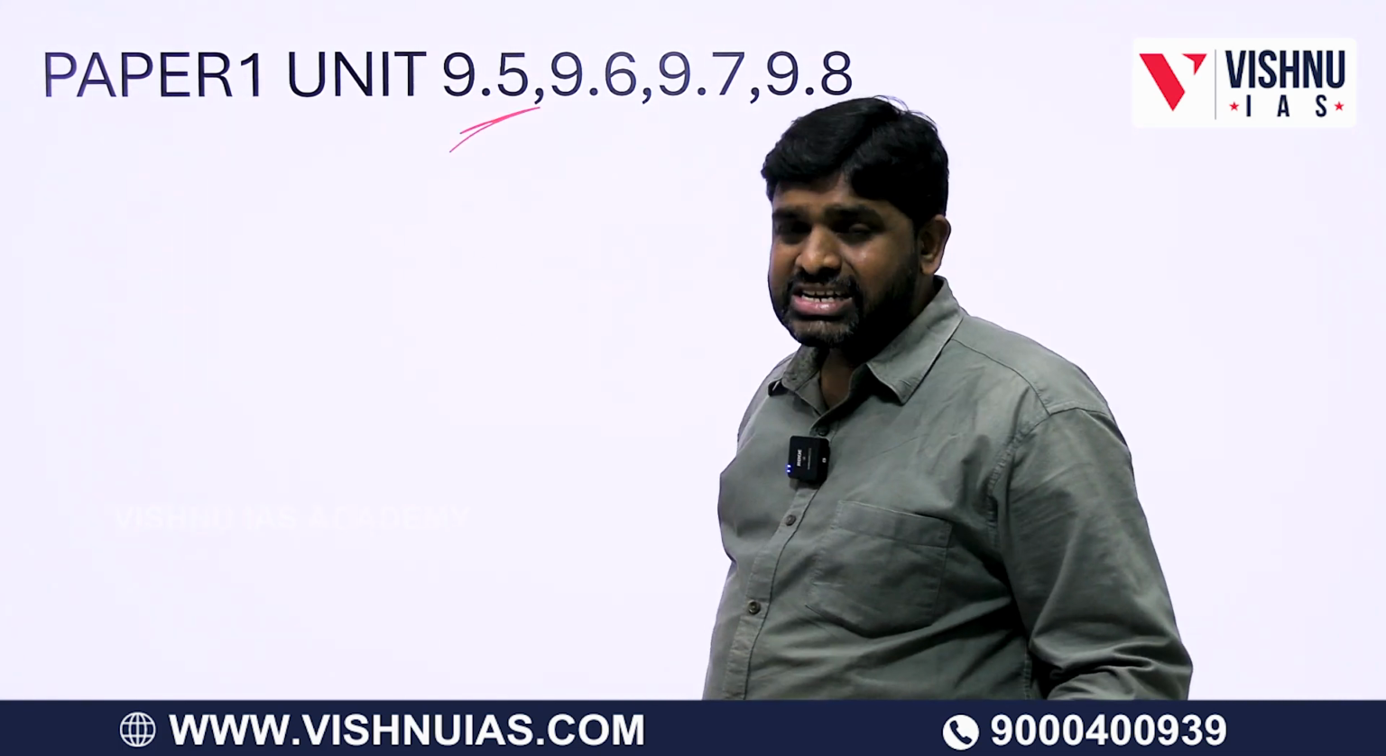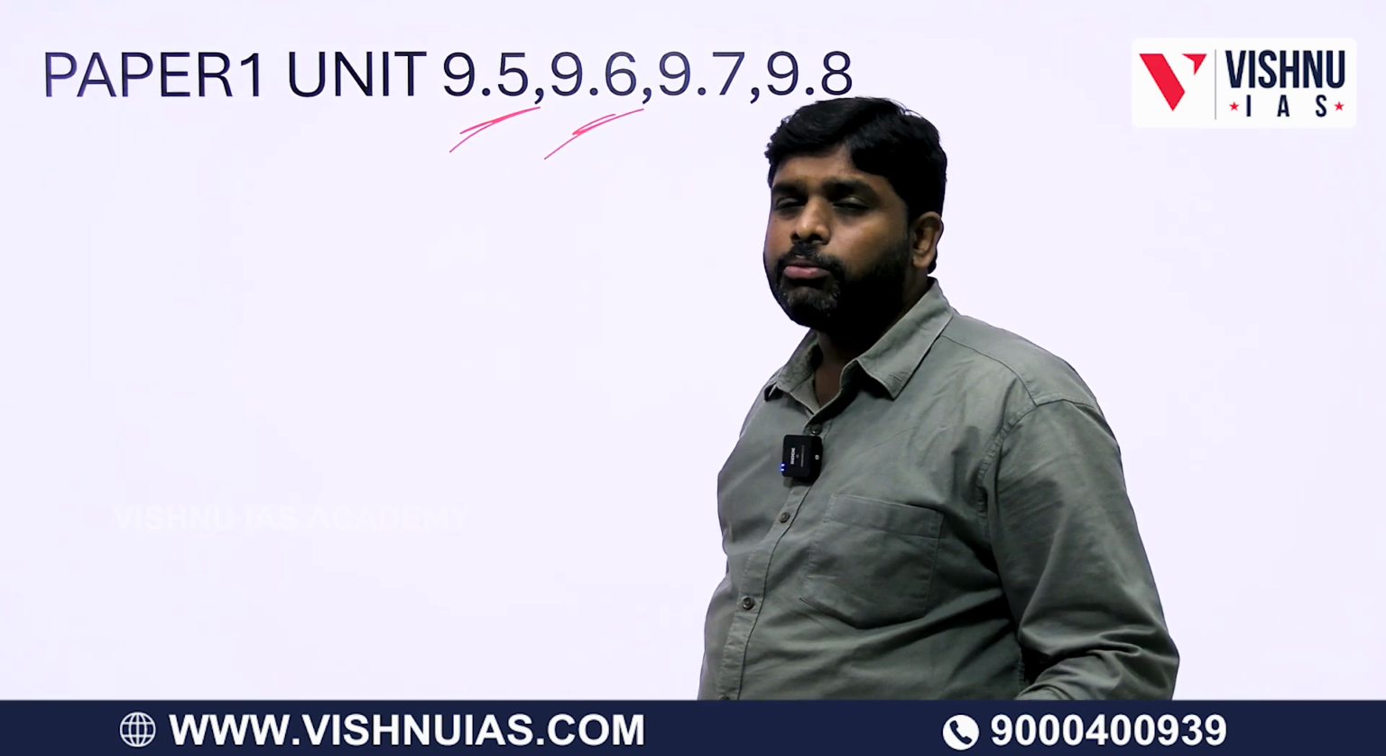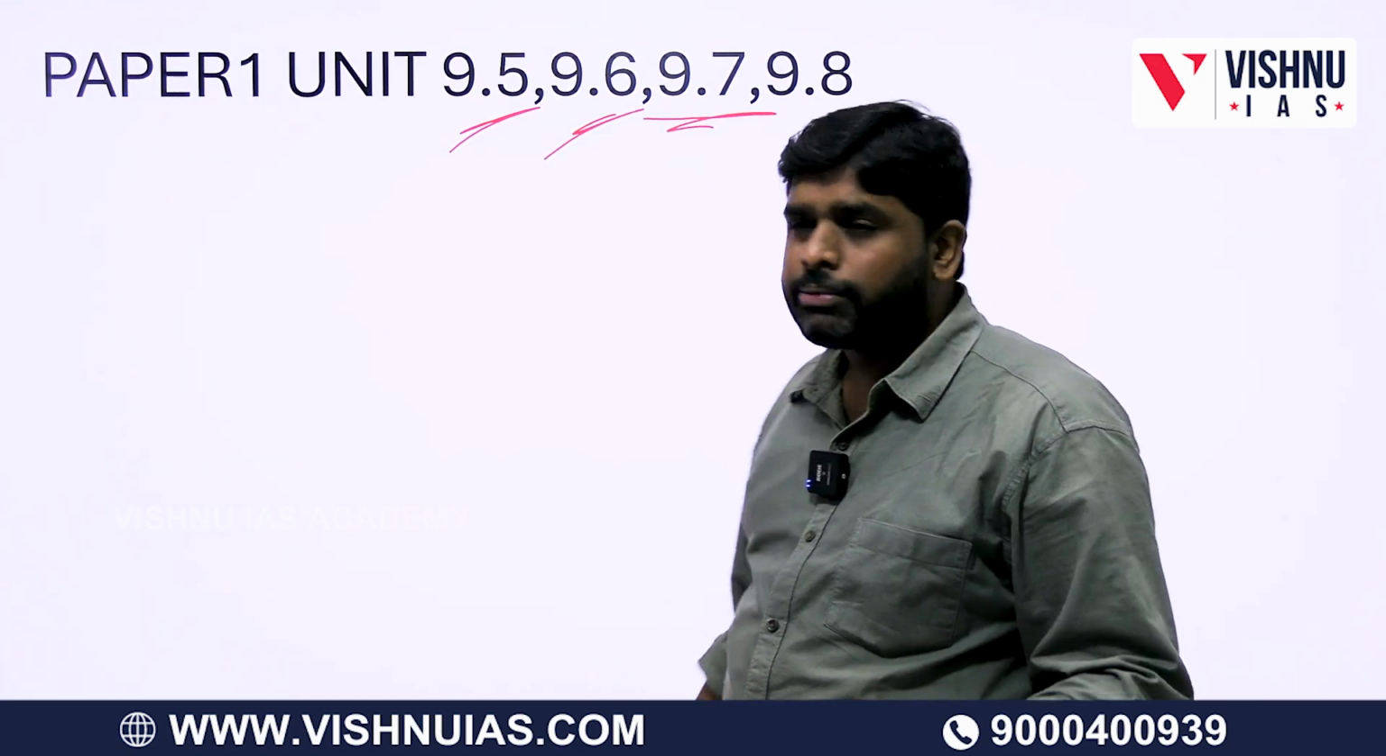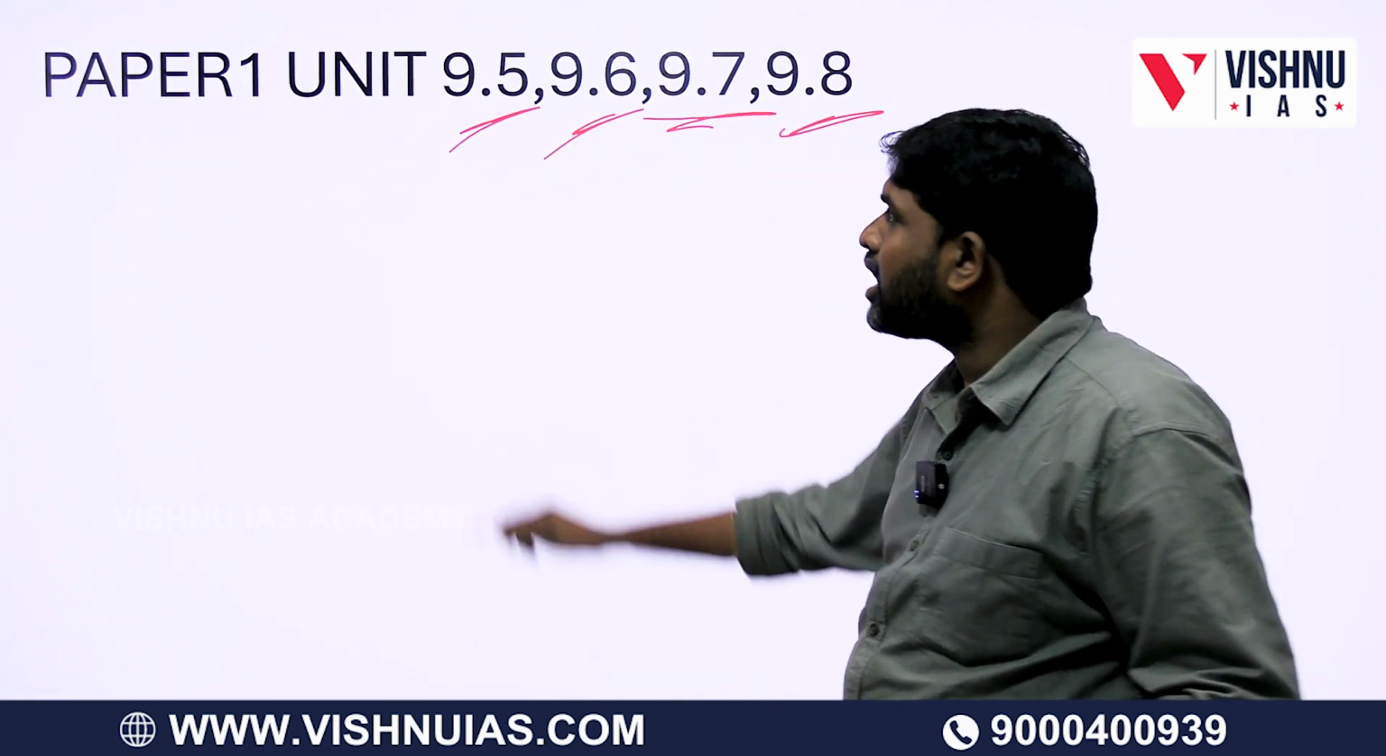And 9.5, race and racism. 9.6 is all about genetic markers. 9.7 is about ecological anthropology, and 9.8 is about epidemiological anthropology.